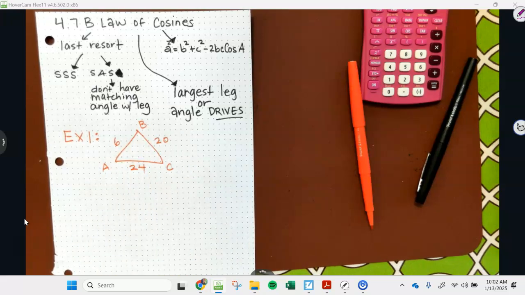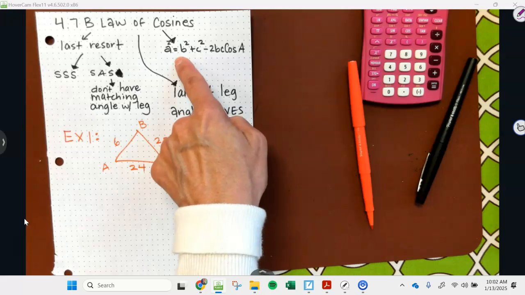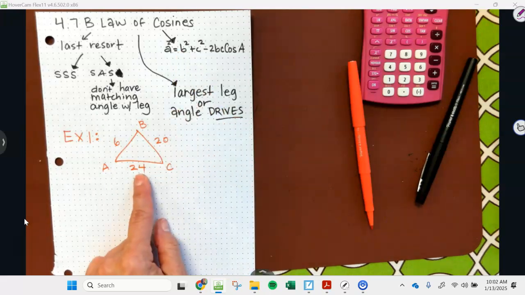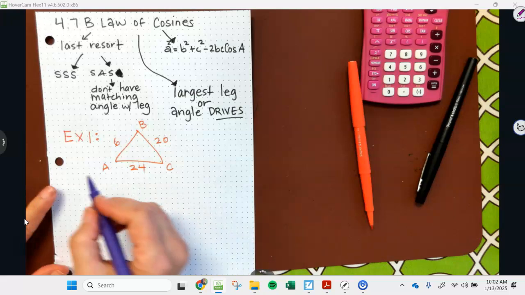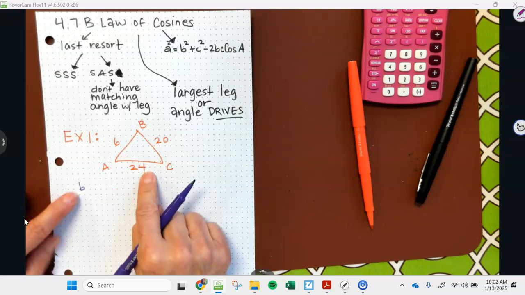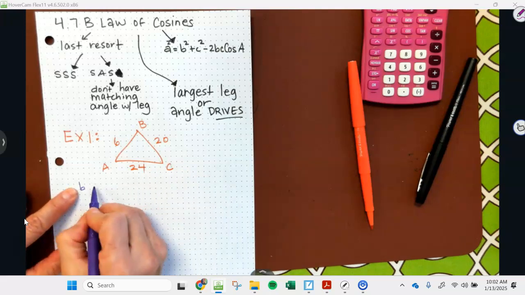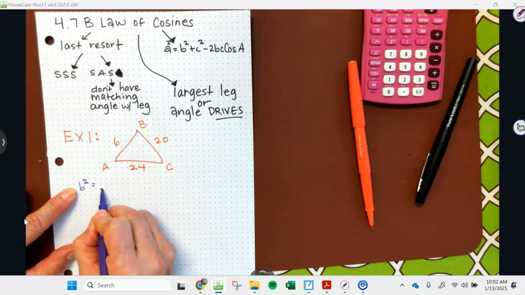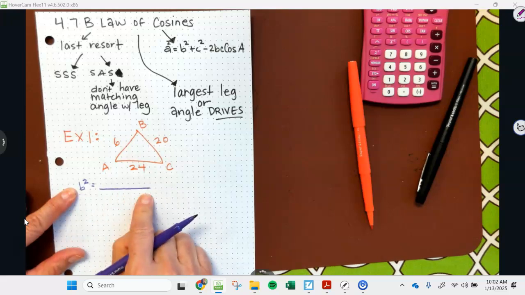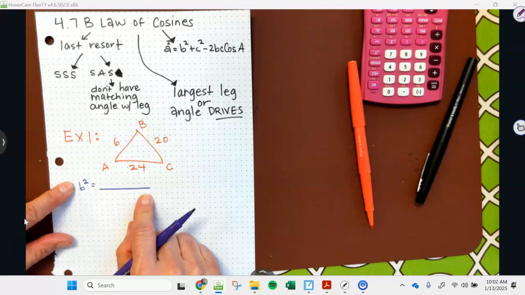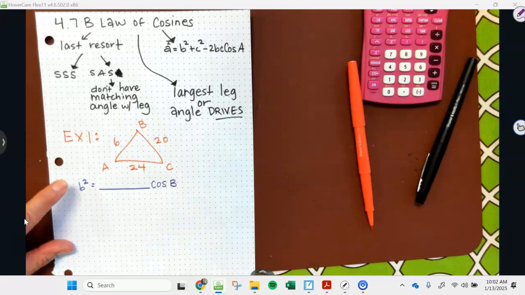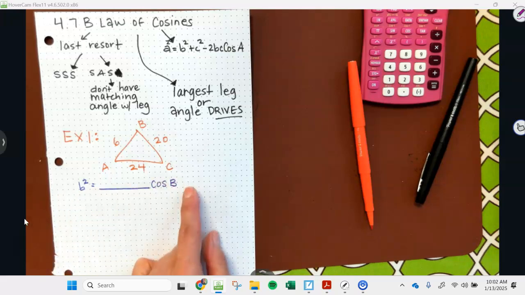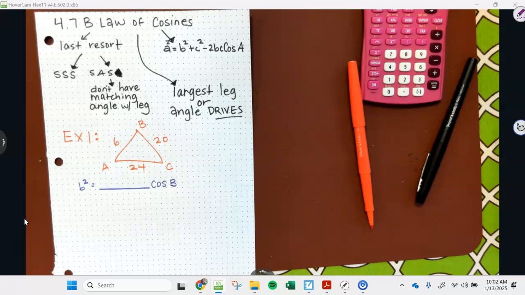So we are going to use this formula for the longest leg. Remember, law of cosines starts with whatever the longest leg is, so it's going to be b squared. Then you have a whole bunch of stuff we're going to fill in, but if it starts with b, then it ends with b. B squared on one side, cosine b on the other. Starts with the same letter, ends with the same letter.